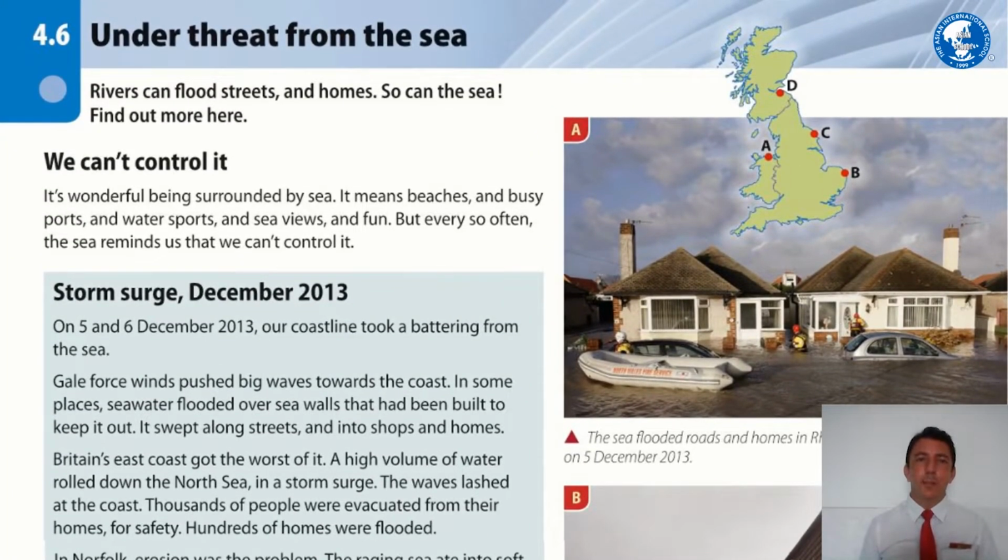So you studied last year about rivers and how they flood streets and homes. Well, the sea can also flood streets and homes. And here we're going to find out how. First of all, we can't control it. It's wonderful being surrounded by the sea. It means beaches and busy ports and water sports and sea views and fun. But every so often, the sea reminds us that we can't control it.